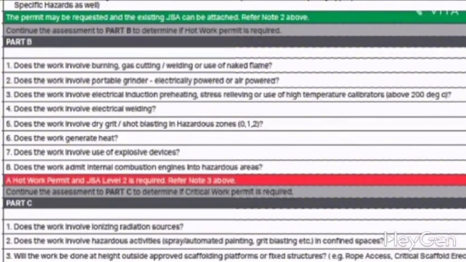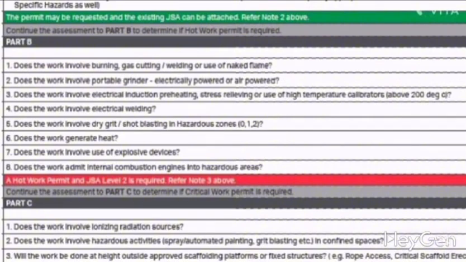The second question is whether the work involves external grinding, electrically powered or air powered. Are you using a pneumatic or electric grinder, etc.? Next, what do we have to check? Does the work involve electrical induction, preheating, stress relieving, or use of high temperature equipment? If we are using any of these things, then we will check it, and we will be able to go to the further classification. This will be our permit type.